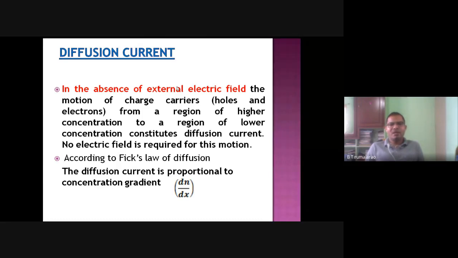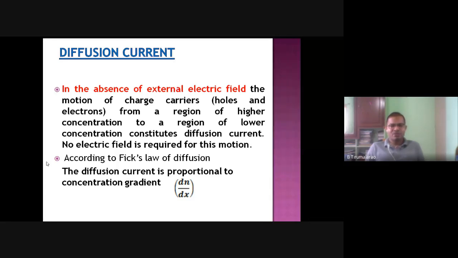Here we cannot apply any electric field. That's why that current is known as diffusion current. So purely diffusion current is not due to the external electric field, in the absence of external electric field.